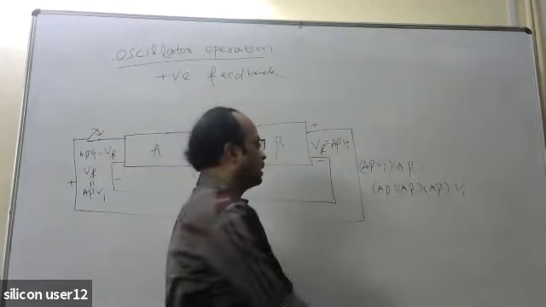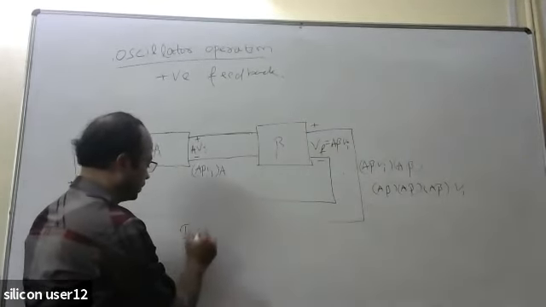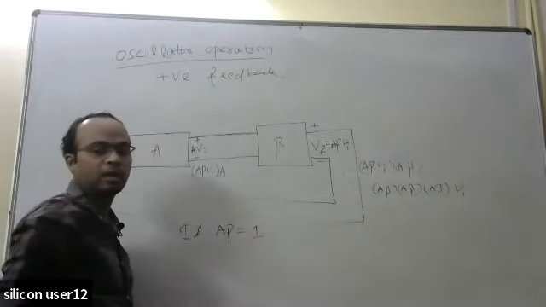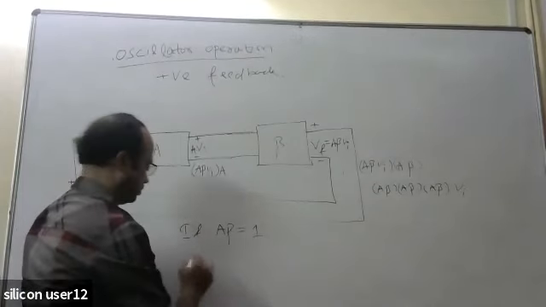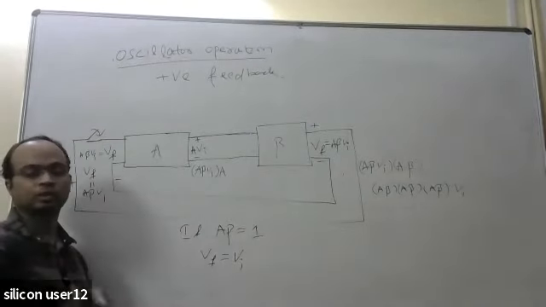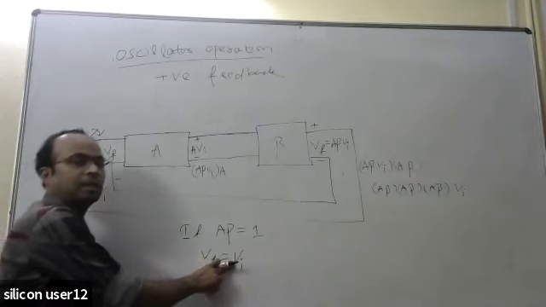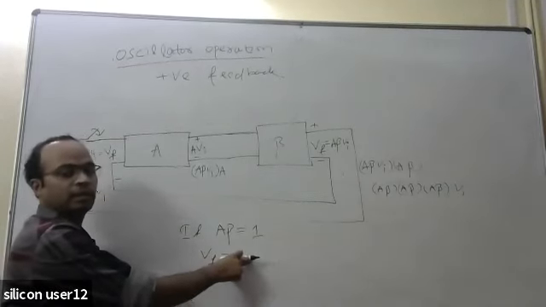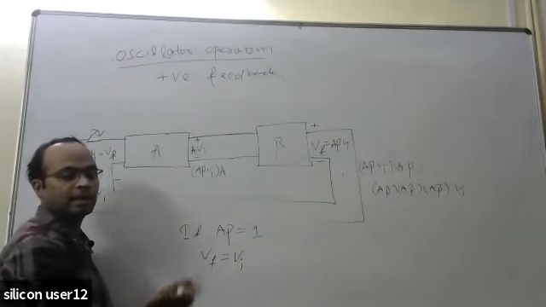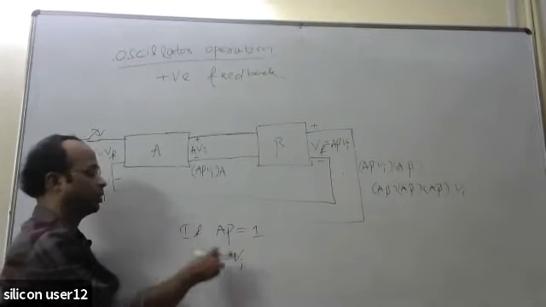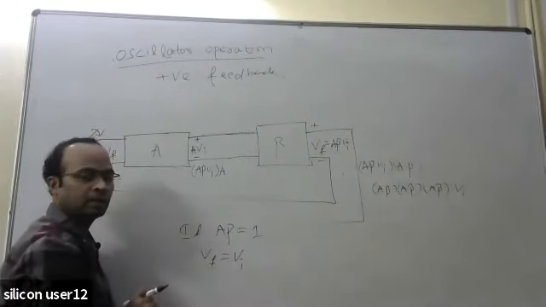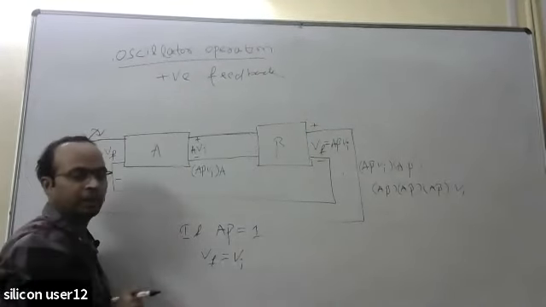Okay, so now if A beta is chosen such that A beta equals 1, then what will happen? This Vf will be equal to Vi. That means whatever the number of iterations may be, each iteration it will increase by a factor of 1. So Vi into 1 is again Vi. Again it will be multiplied by 1, so that will be equal to Vi. So each iteration there will be no increments. Your Vf will be equal to Vi. So if your A beta equals 1, then this oscillation will take place.